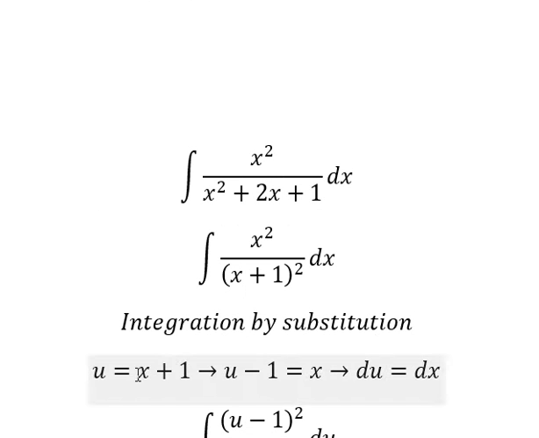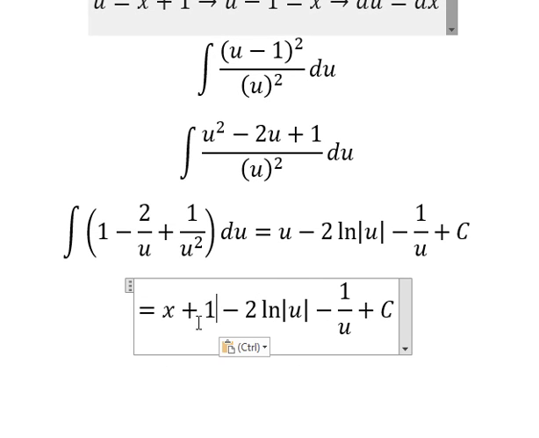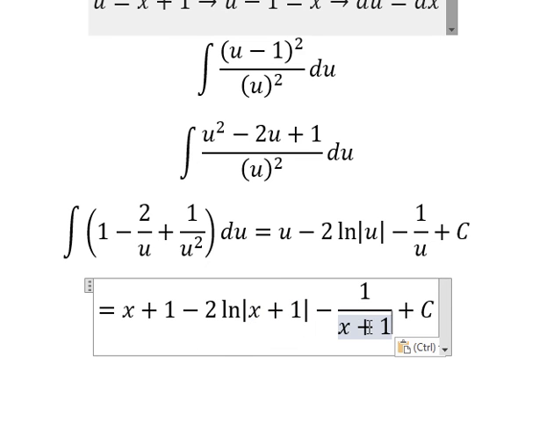u is s plus 1. And this is the final answer.